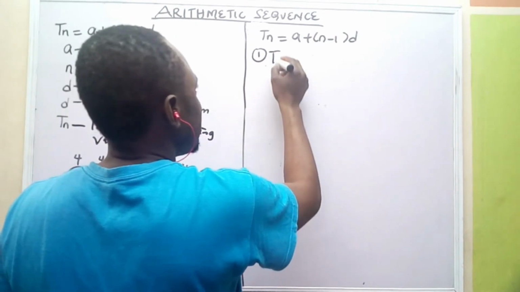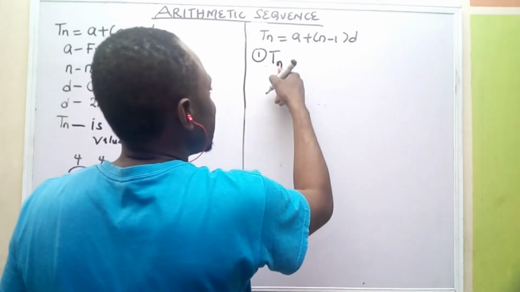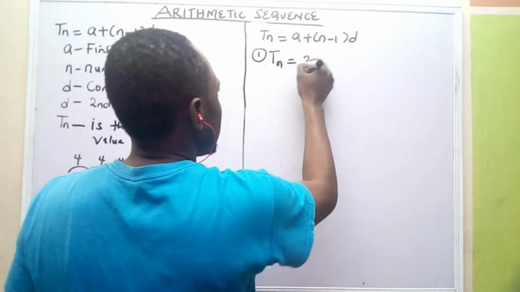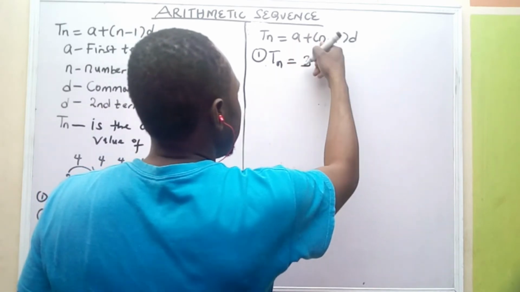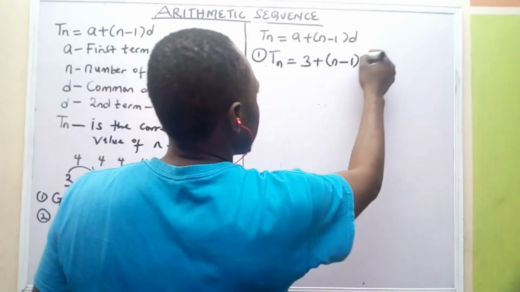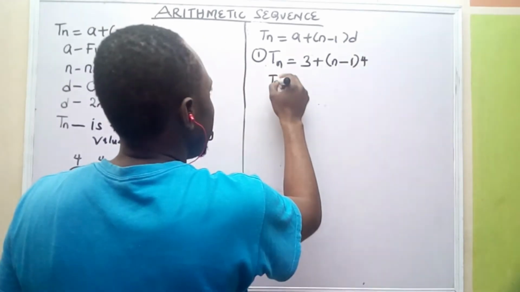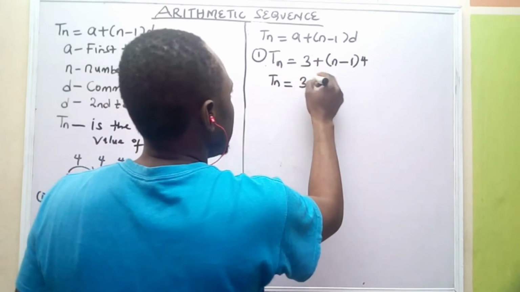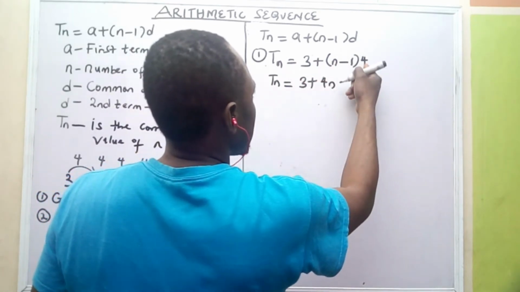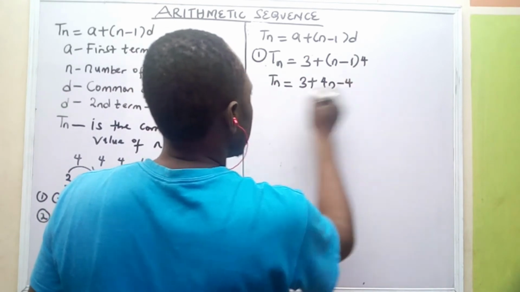Now, we want to find Tn. So Tn, when n is n, the nth term, the first term is a. I'm going to plug in 3, the value, plus bracket n minus 1. The common difference is 4. So Tn will be equal to 3 plus 4 times n is 4n. 4 times minus 1 will give me minus 4.